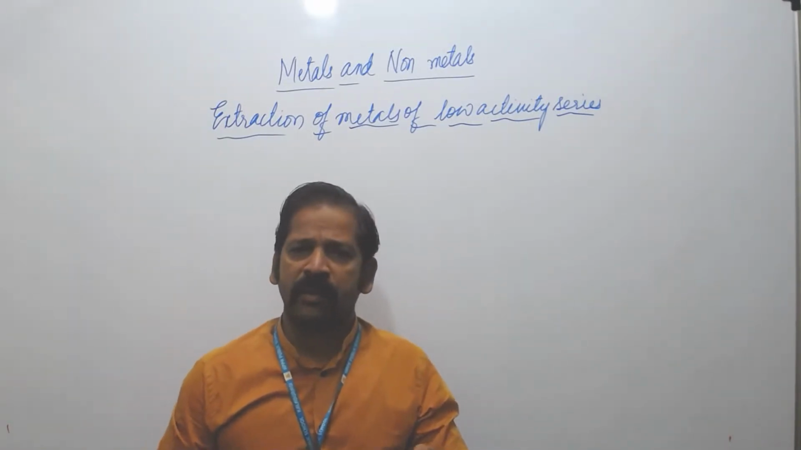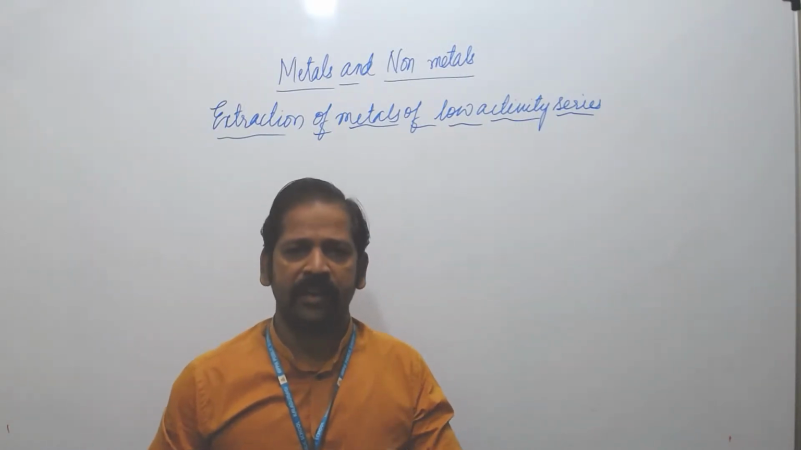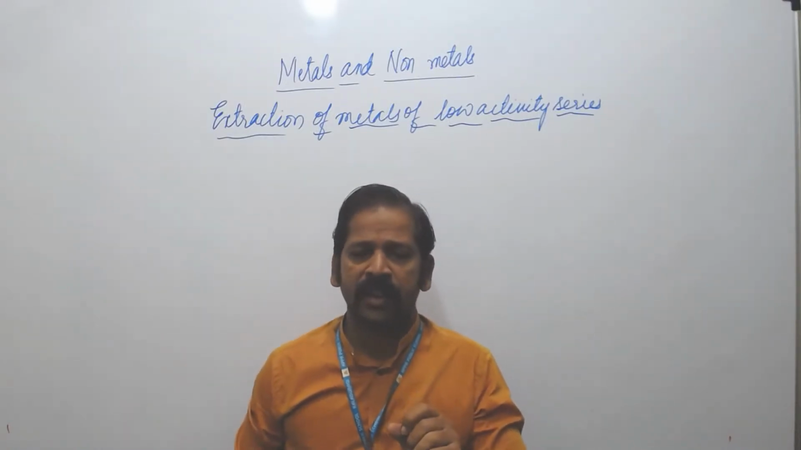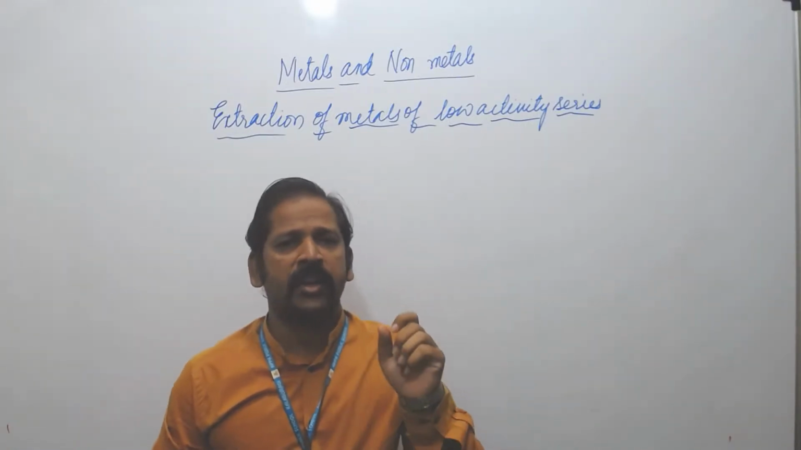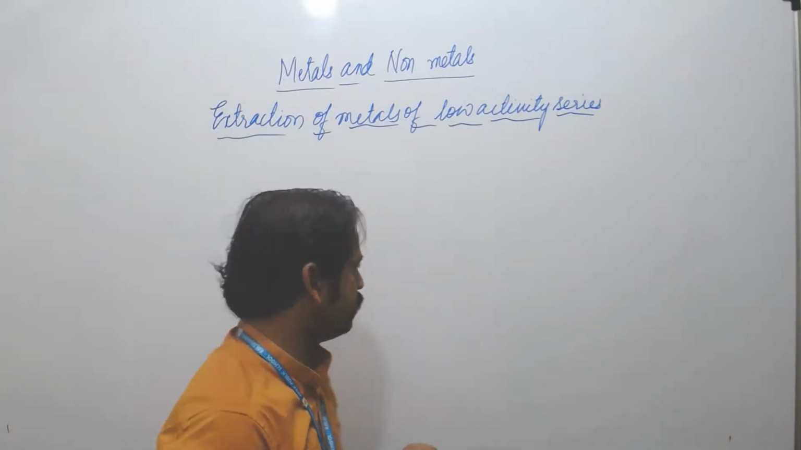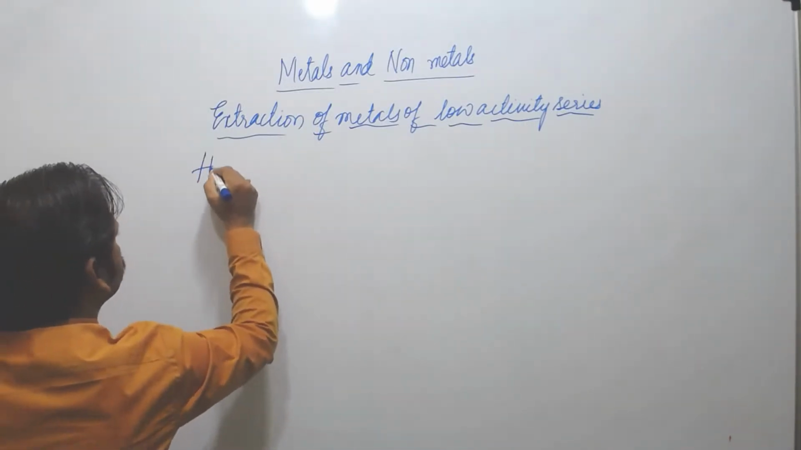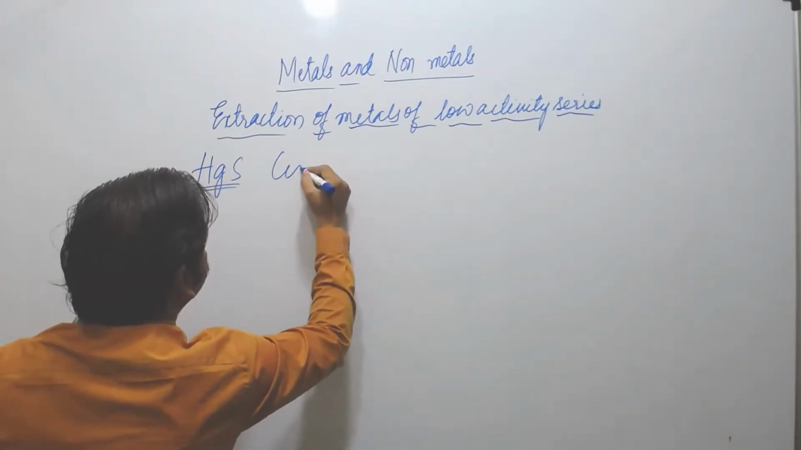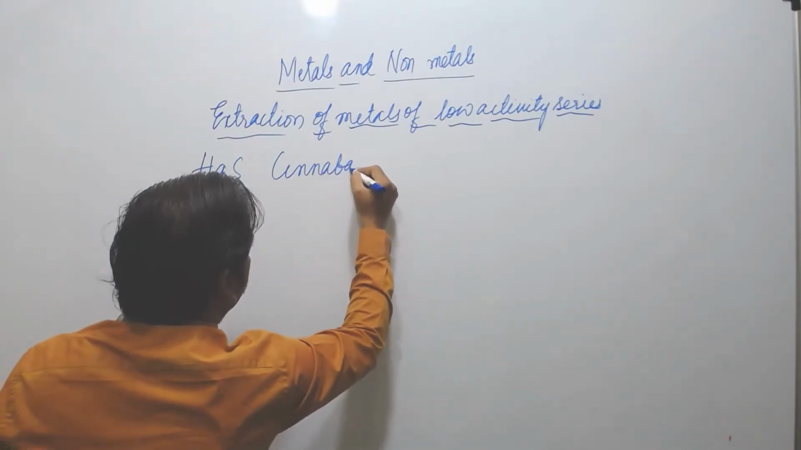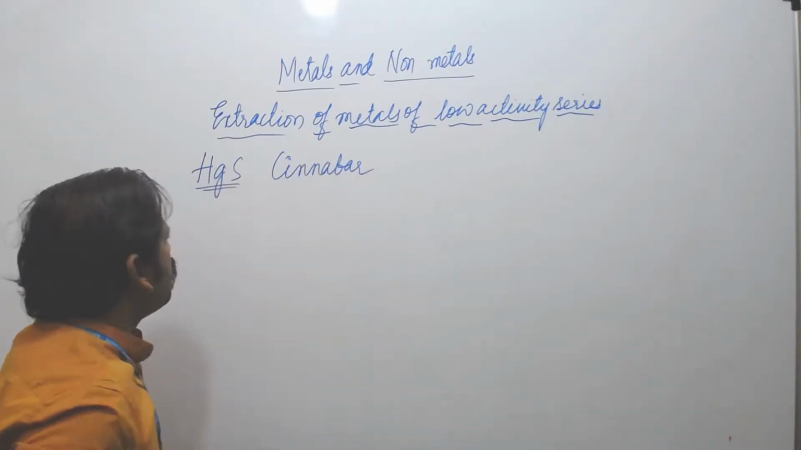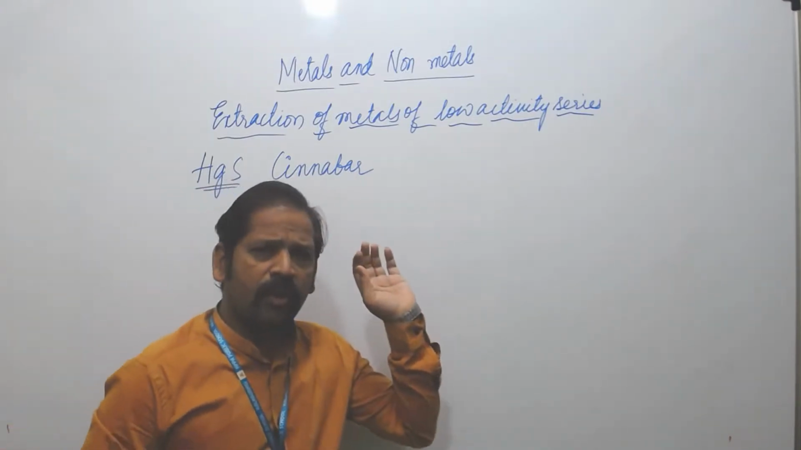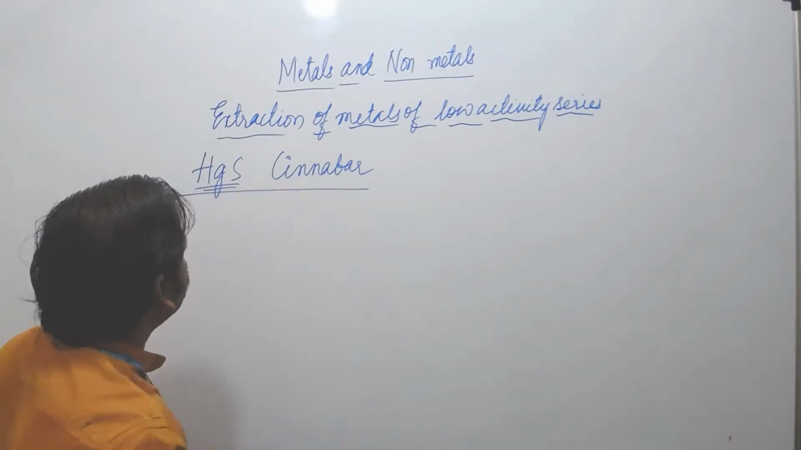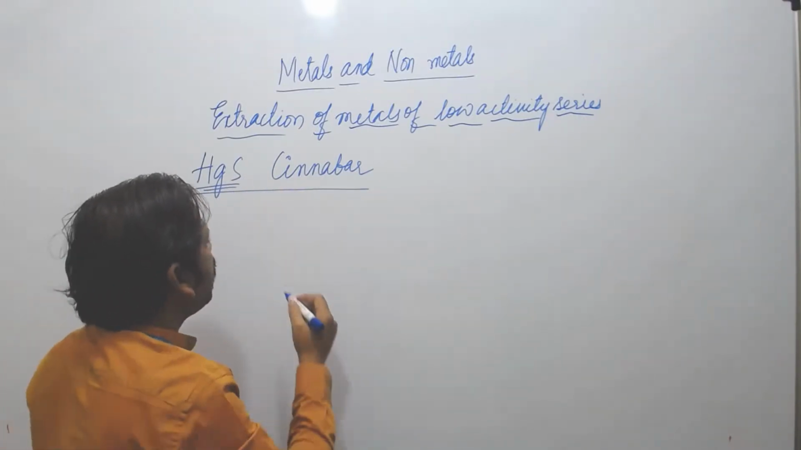Mercury is available as mercury sulfide. I repeat, mercury is available as mercury sulfide in nature. It is an ore of mercury, called cinnabar. Usually, one of these ores is mercury sulfide, that is cinnabar.